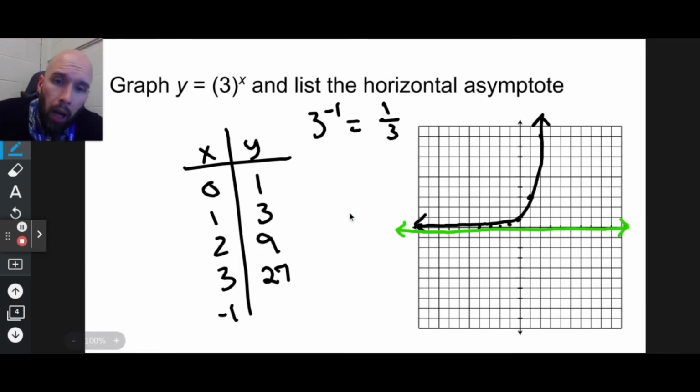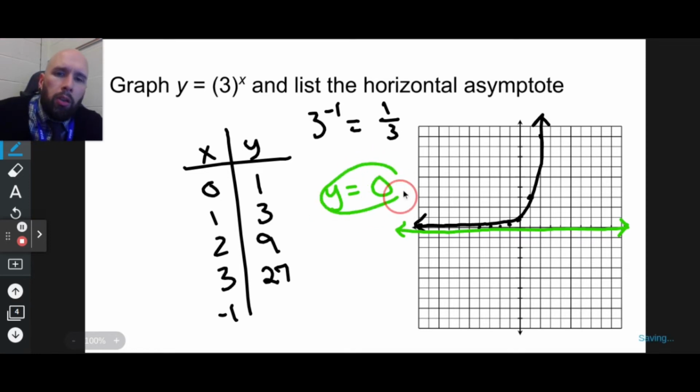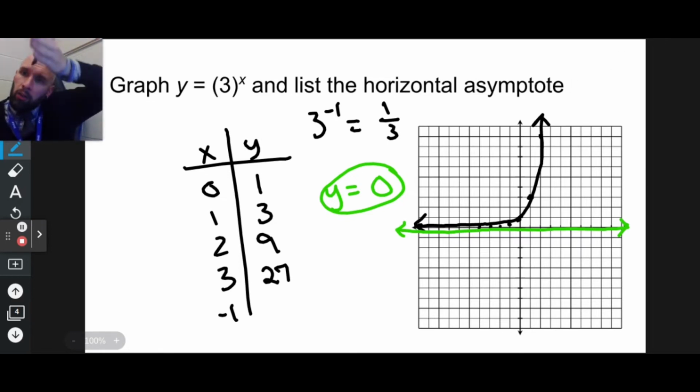Now, a horizontal line is the equation y equals a number with no x attached. And in this case, since it happens at the x-axis, my horizontal asymptote is y equals 0. Okay? No such thing as a vertical asymptote because no matter what, I can always plug in another x value and get a really large y. So there's no line that I can draw vertically to say that my line's going to flatten out. It's not going to happen.